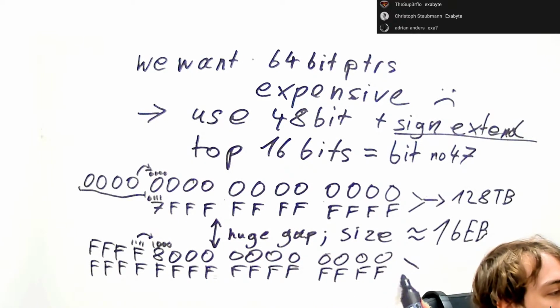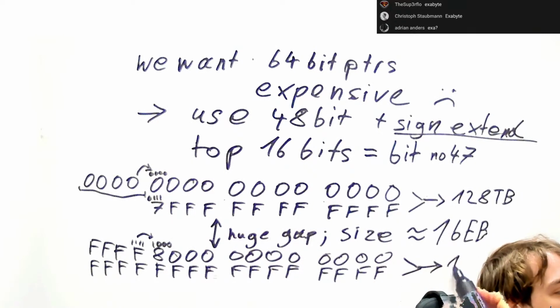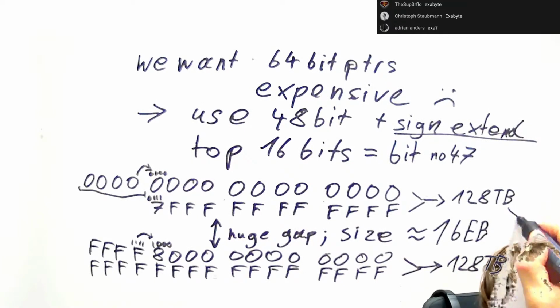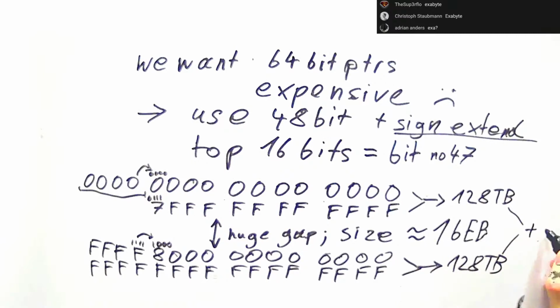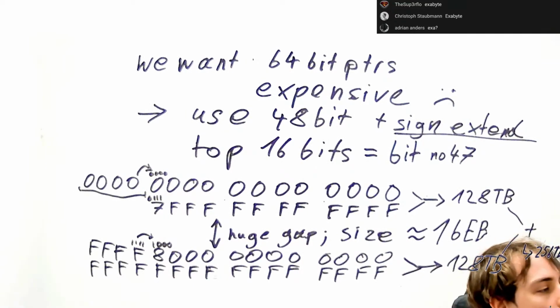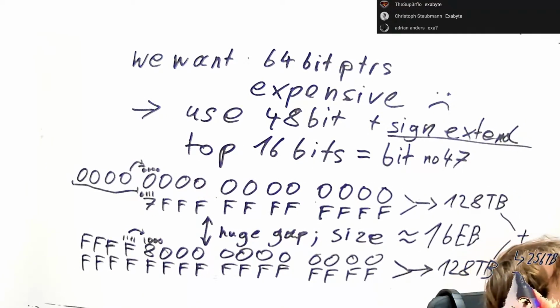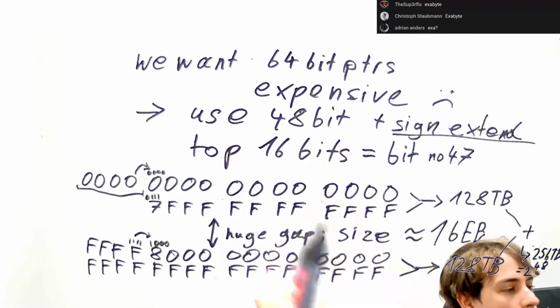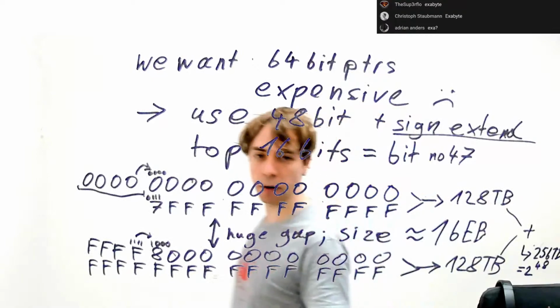And this is again 128 terabytes. And these together, if we add them together, we get 256 terabytes. And that's exactly 2 to the 48. As I said, 48 bits. We are using 48 bits here.